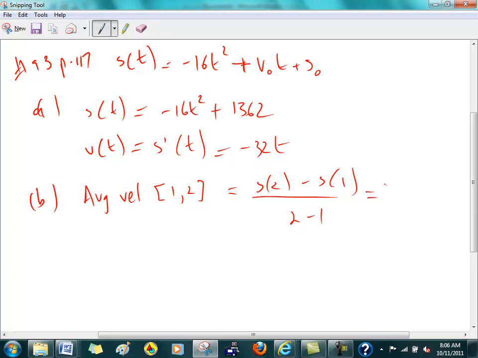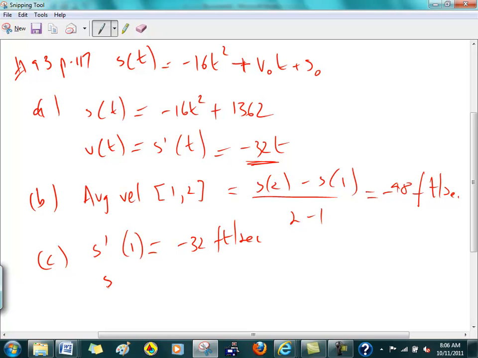Negative 48 in the units. Feet per second. Okay, is everybody all right on that? That's the average velocity. How about finding the instantaneous velocity? So you want S prime of 1. You're going to shove 1 in for t. So you'll get negative 32 feet per second. And S prime of 2 is equal to negative 64 feet per second. Is everybody okay on that?